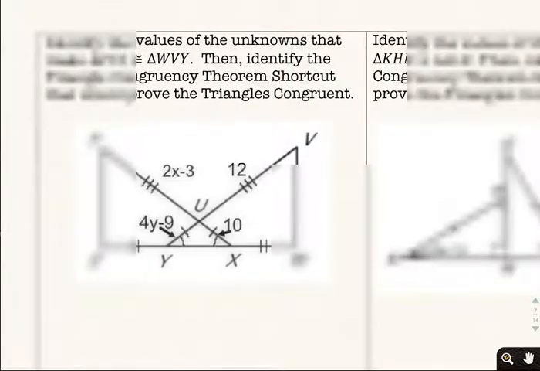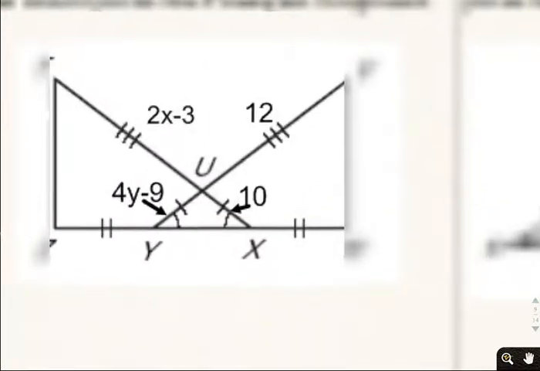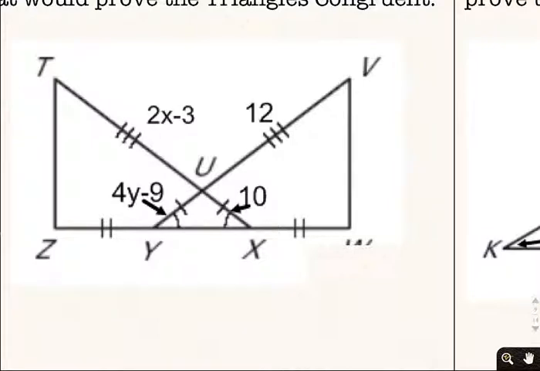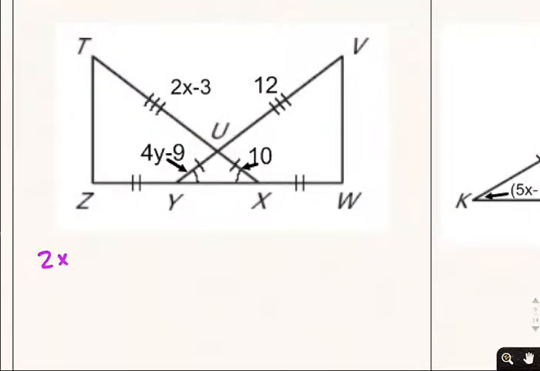So this is becoming pretty straightforward, pretty old hat, if you will. This one I think actually comes pre-marked, so it's really just a matter of setting up the equations. If we want these guys to be congruent, we're looking at 2x minus 3 equaling 12. I know that because those sides are marked to be that.